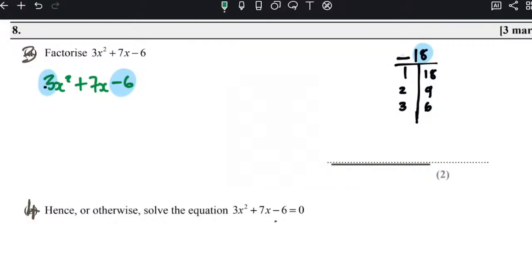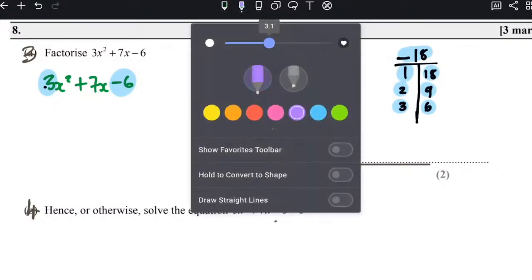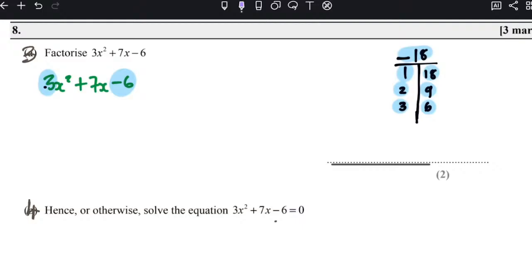Now, because this is negative, do you remember what I said? When it's negative, what do you know? You know that the two numbers should always have different signs, right? So the 1 and the 18, the 2 and the 9, the 3 and the 6 should always have different signs. Then you check: who is positive? Who is negative? Between 1 and 18, between 2 and 9, who is positive, who is negative? This will tell you here.